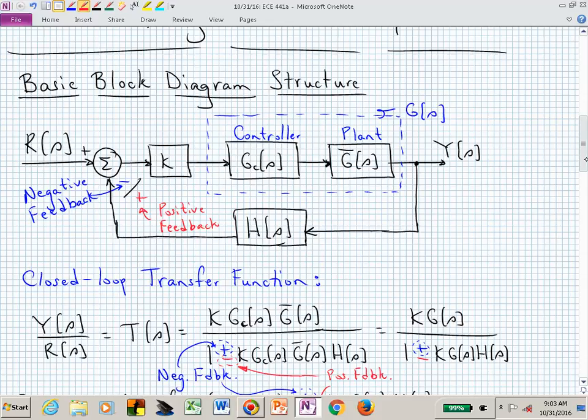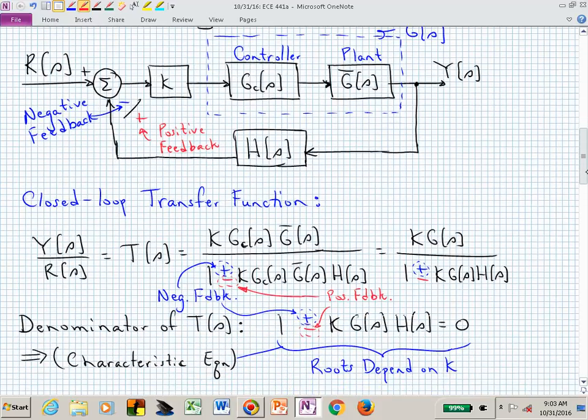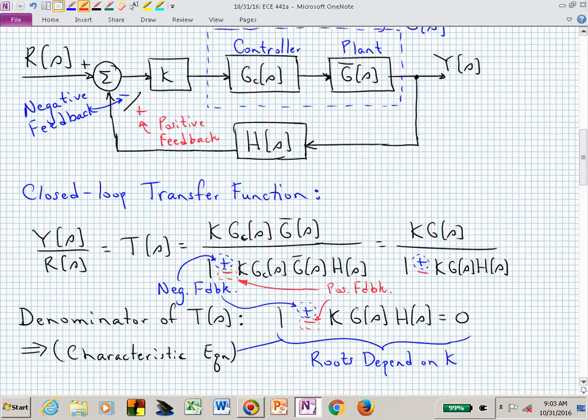The 1 plus K G of S H of S is what influences the characteristic behavior of our system, and that's really why we want to change maybe the closed loop poles, is we may not be happy with where the dominant poles are living in the complex S-plane. We know where those complex poles might need to be based on our performance specs. We have settling time specs, and I'm thinking of a vertical line that I'm pushing possibly further into the left half plane to speed up the response.